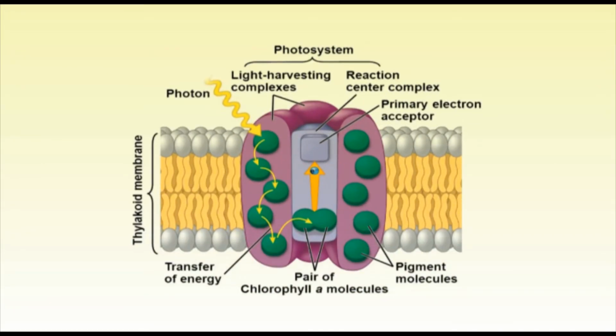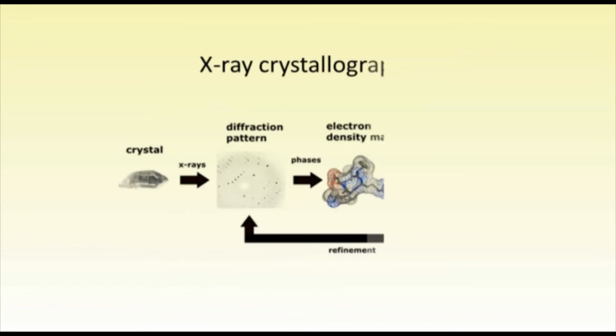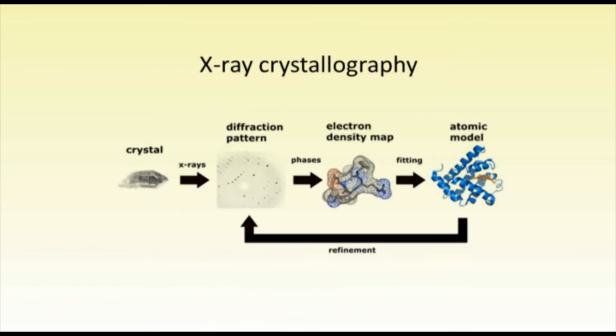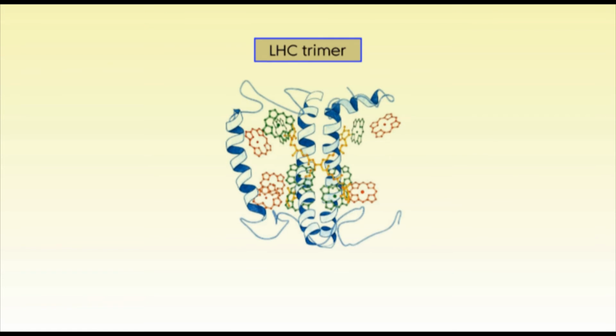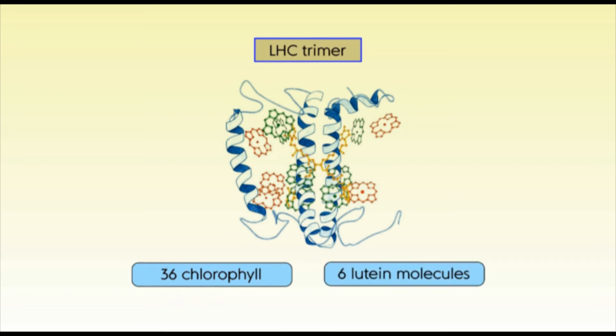Chlorophyll is always associated with specific binding proteins, forming light harvesting complexes, which we call LHCs, in which chlorophyll molecules are fixed in relation to each other, to other protein complexes, and to the membrane. The detailed structure of one light harvesting complex is known from X-ray crystallography. In light harvesting complex LHC2, the functional unit is an LHC trimer with 36 chlorophyll and 6 lutein molecules.